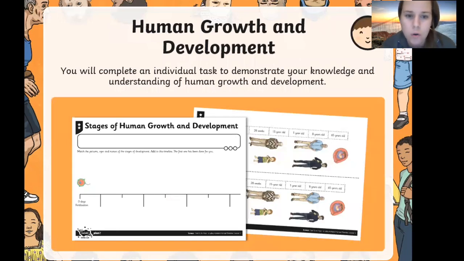So your task, and you have got a choice: bronze, silver or gold. They are very, very similar, but you have got a timeline and you need to match the ages with the pictures onto the timeline. So a nice and simple one for you today.